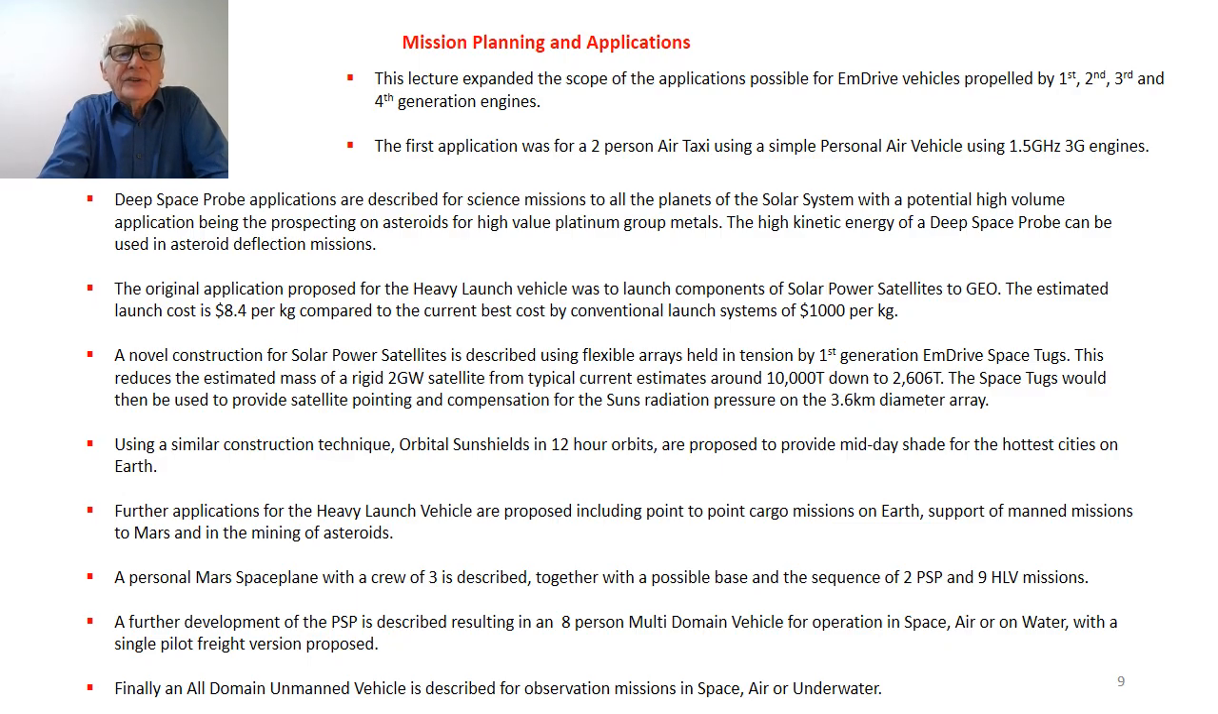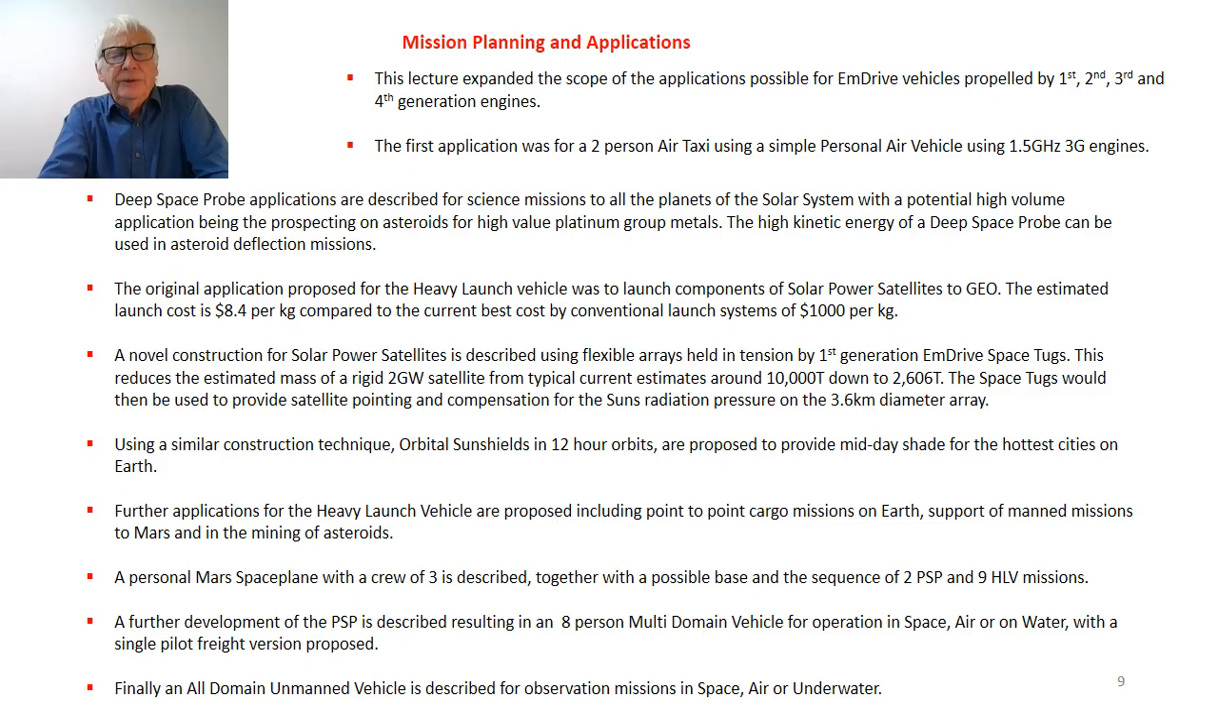We looked at the original application for heavy launch vehicles and how they could be used to launch components of a solar power satellite to geostationary orbit. We came up with an estimated launch cost of $8.4 per kilogram, which can be compared to current best costs of about $1,000 per kilogram using conventional launch systems. So there's a huge saving potential there.